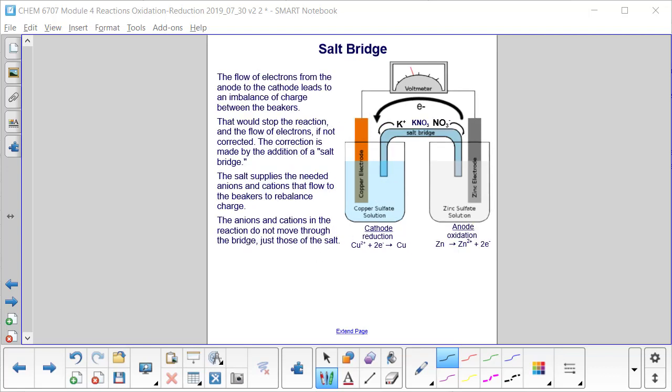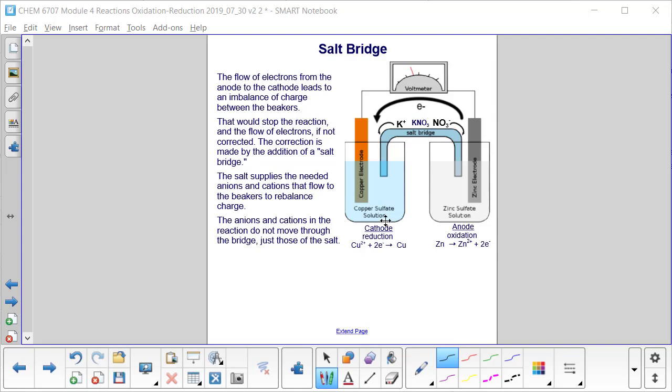One last note about the electrochemical cell as it relates to this salt bridge that you can see in the middle. The flow of electrons from the anode to the cathode leads to an imbalance of charge between the beakers. That would stop the reaction and the flow of electrons if not corrected. The correction is made by the addition of a salt bridge. The salt supplies the needed anions and cations that flow to the beakers to rebalance the charge. The anions and cations in the reaction do not move through the bridge, just those of the salt.